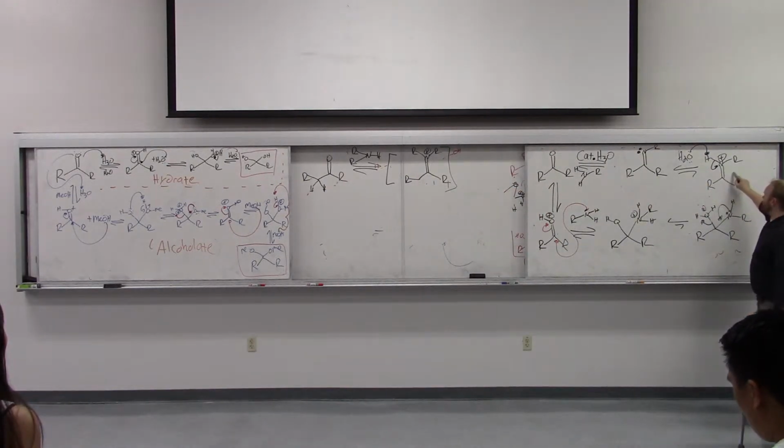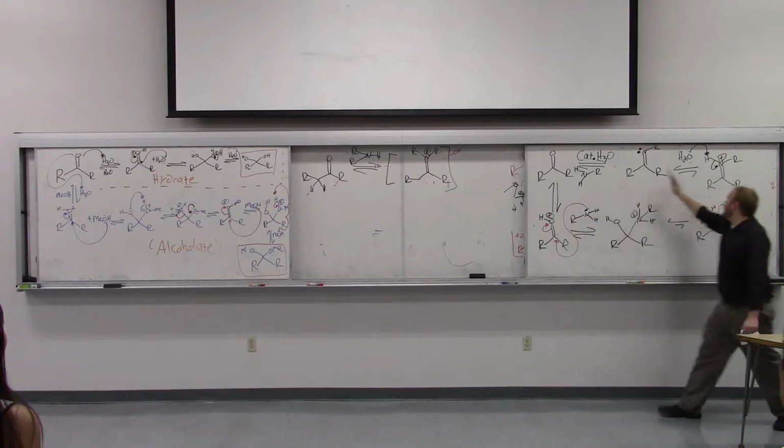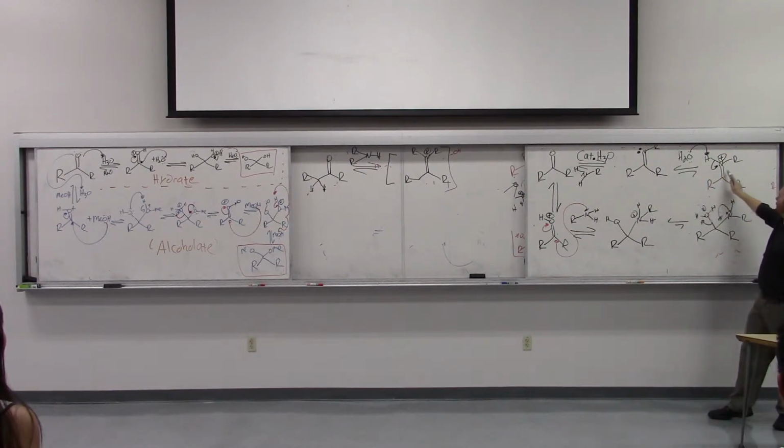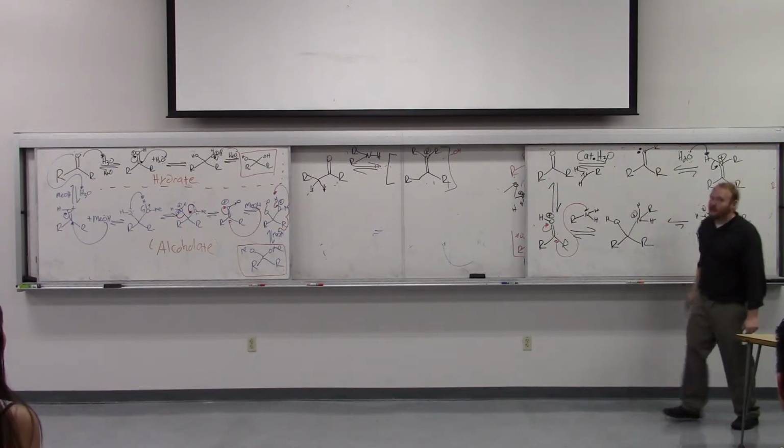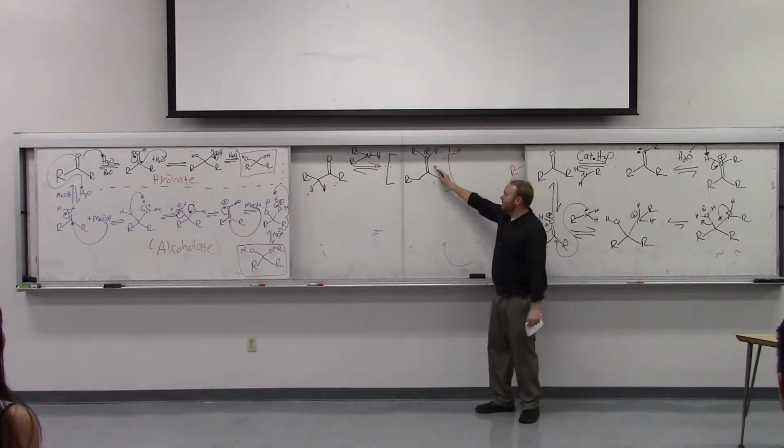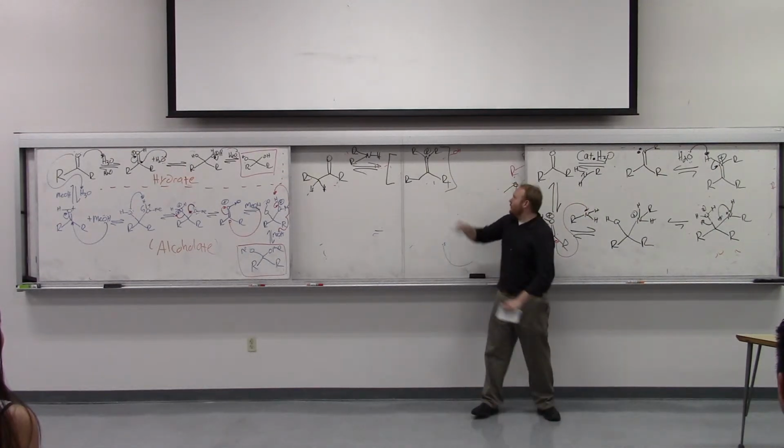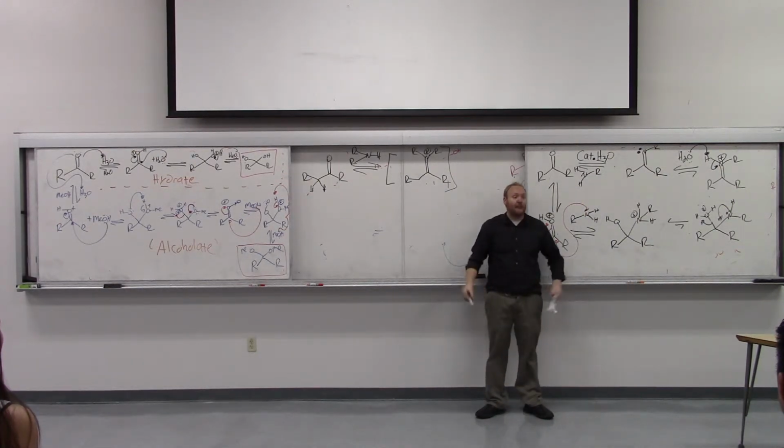So in this case, with the primary amine, we have a hydrogen we can deprotonate by water to give us our neutral compound. In this case, there's nothing that can be removed from the nitrogen to give a neutral compound. So what happens? When we use a secondary amine, what do you think happens now?